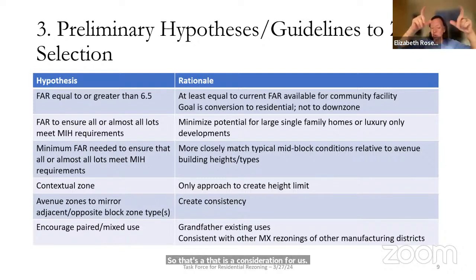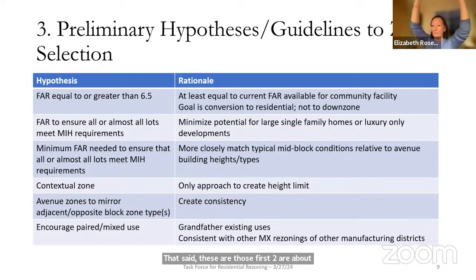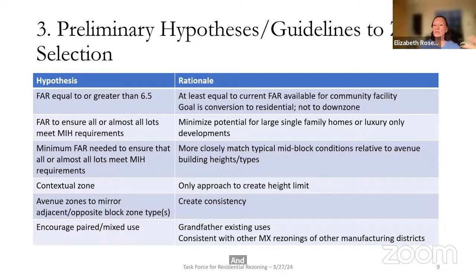That said, those first two are about making the FAR big. This third one is how do we think about minimizing the FAR? Let's assume that a 6.5 would be enough to make all of the lots on one block potentially large enough for the MIH requirement. If 6.5 would do it, why would we necessarily want to propose a 10 FAR unless it were contextual on that block?